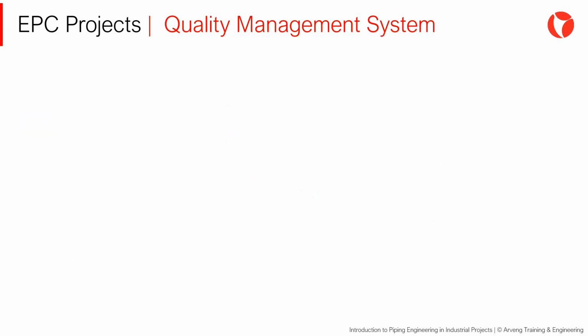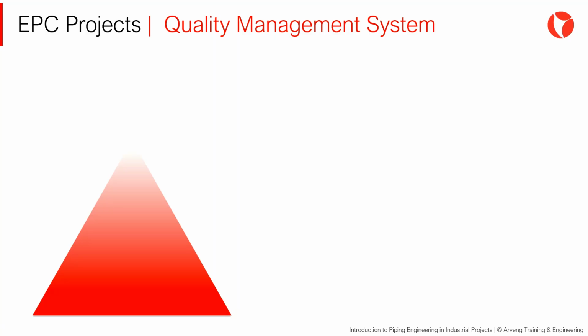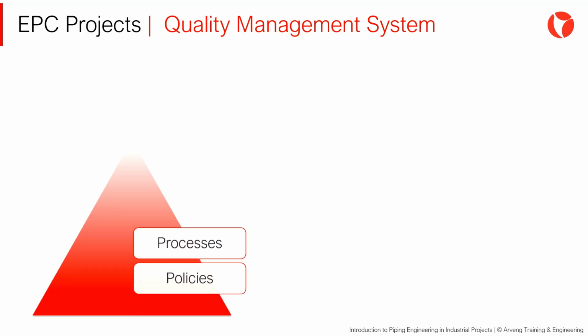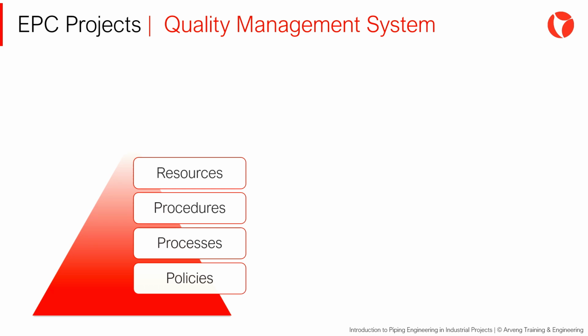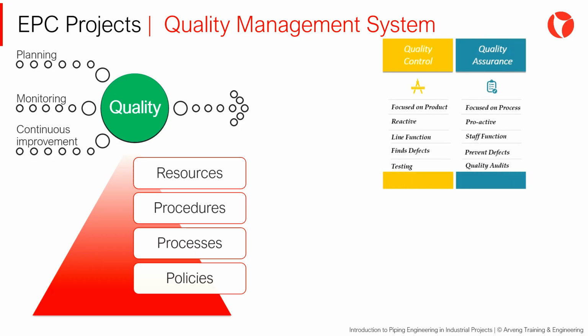All companies that execute EPC projects have solid quality management systems. A quality management system is a set of policies, processes, procedures, and resources designed to plan, control, and continuously improve the quality in an organization or project. A quality management system must contemplate both quality control elements and those aimed at quality assurance.